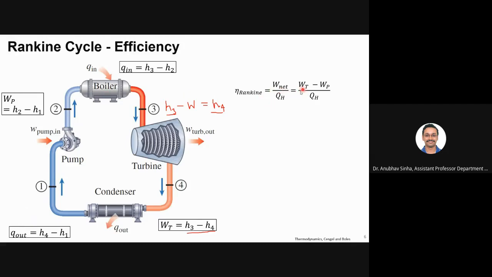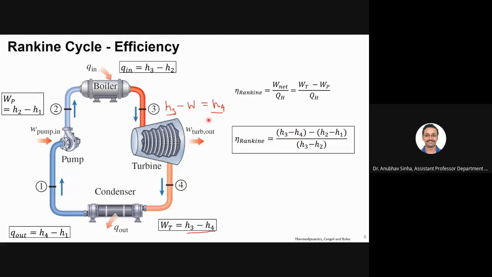So W net is whatever the work done at the turbine minus work done at the pump. Because this is the useful work. This is what the system is taking. So the difference will give you the net work done, W net. From these equations, we can write that the work done in the turbine, W turbine, is H3 minus H4, which is written here.